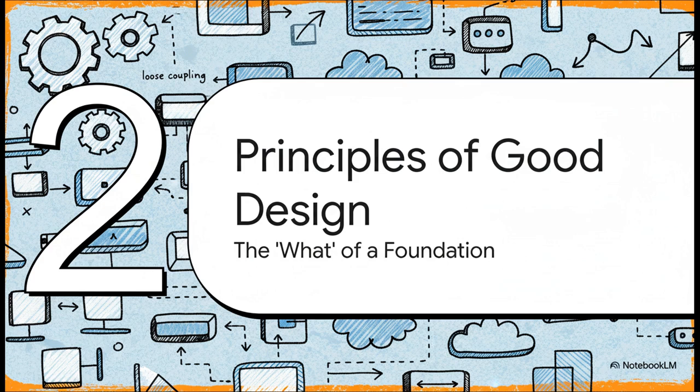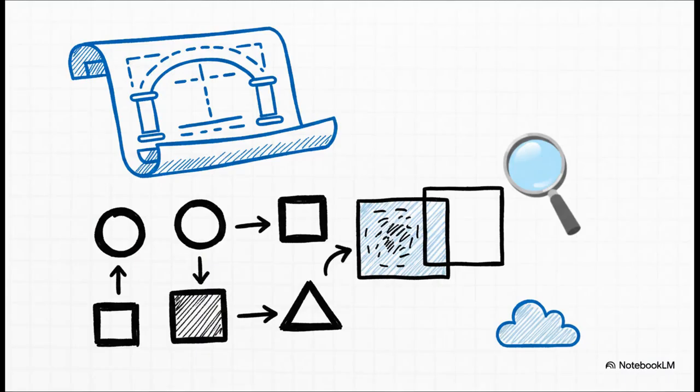What are we actually trying to do? Well, these are the core principles, the intellectual tools that every software engineer uses to create quality, maintainable systems. First up, abstraction. This one is a cornerstone of good design. It's all about hiding complexity. The car analogy is just perfect for this.